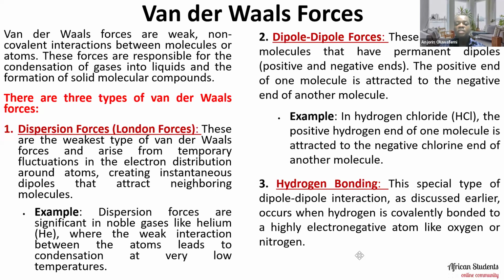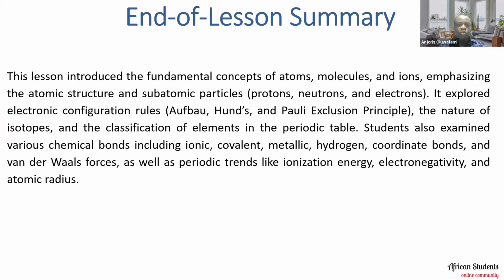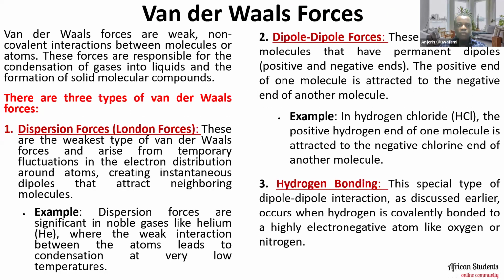And for this one, this is a type of dipole interaction, as discussed earlier. And it occurs when hydrogen is covalently bonded to a highly electronegative atom like oxygen or nitrogen, as the case may be. So these are some of the chemical bonding that we have in chemistry. And I hope you got them all.